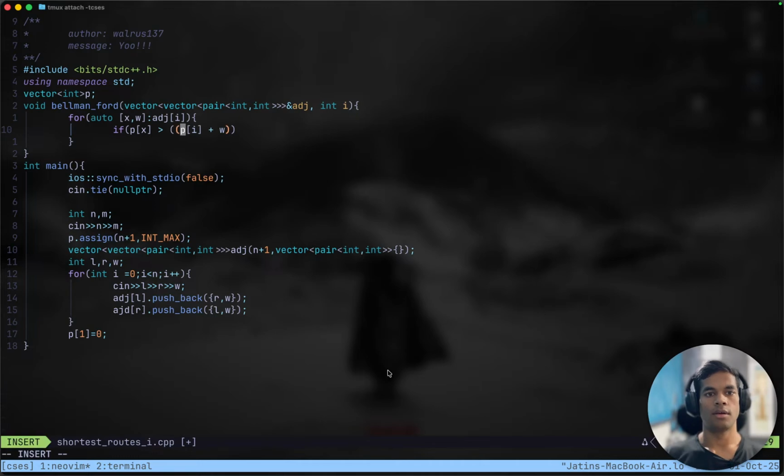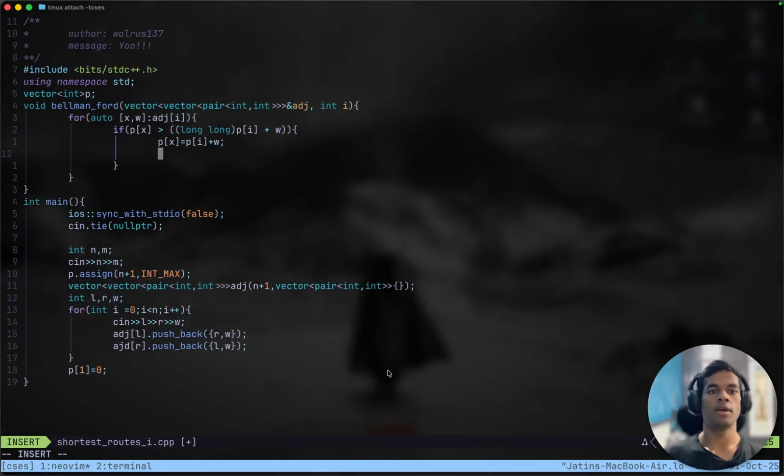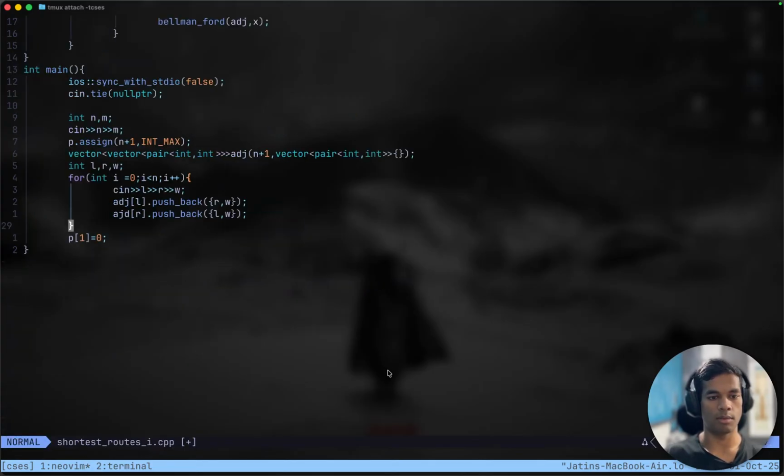And this thing should be long because a lot of p[i] can be equal to INT_MAX. We do not want to mess that up. And if that is the case, then we will first of all update p[x] to be its shorter equivalent. And then we will call the Bellman function on this x, and that is about it.